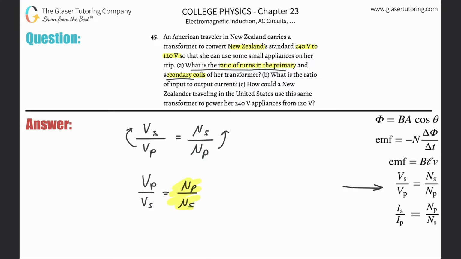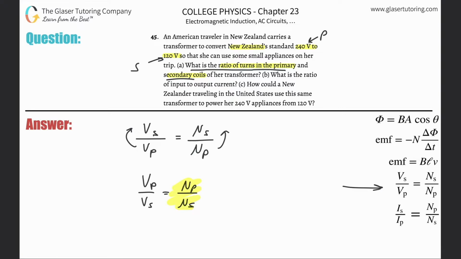If that's what we're solving for, then we need to know two things, the primary and the secondary. They don't tell it to us explicitly. So what we have to think about is that this is the actual voltage that is being supplied by New Zealand's power grid. But this is then the actual voltage that needs to be supplied to the appliance. So this is basically the primary, and this is the secondary.